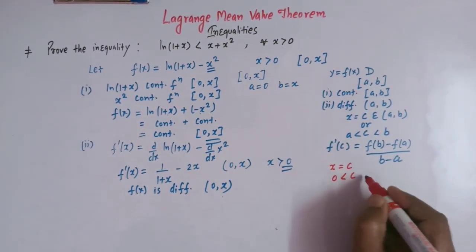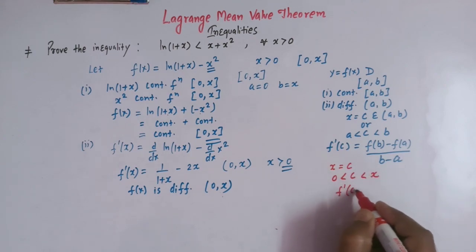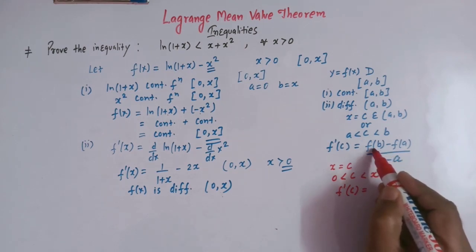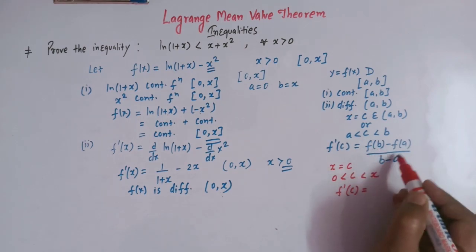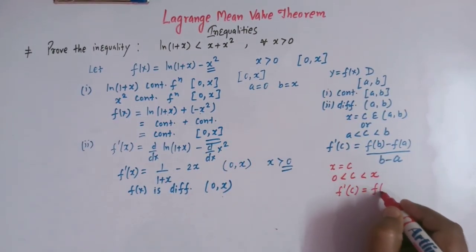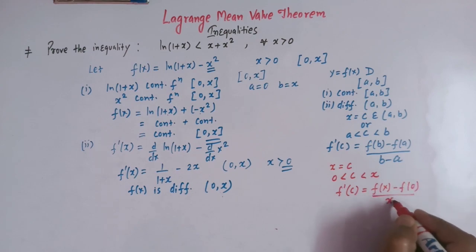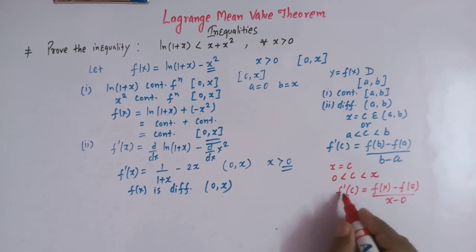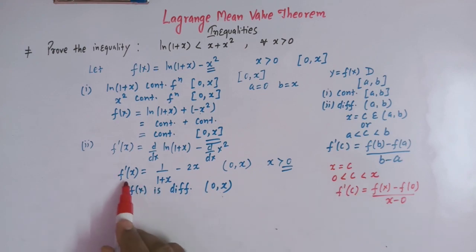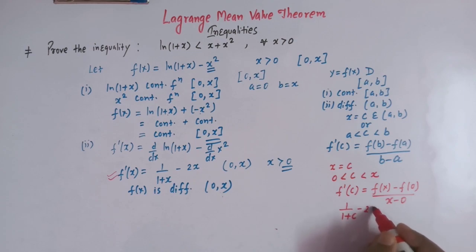So c must lie between 0 and x, such that f prime of c must be equal to f of b minus f of a divided by b minus a. Here b is x, a is 0, so we can write f of x minus f of 0 divided by x minus 0, right? So f prime of c can be written from this expression by taking x equal to c. So we have 1 over 1 plus c minus 2c, right?